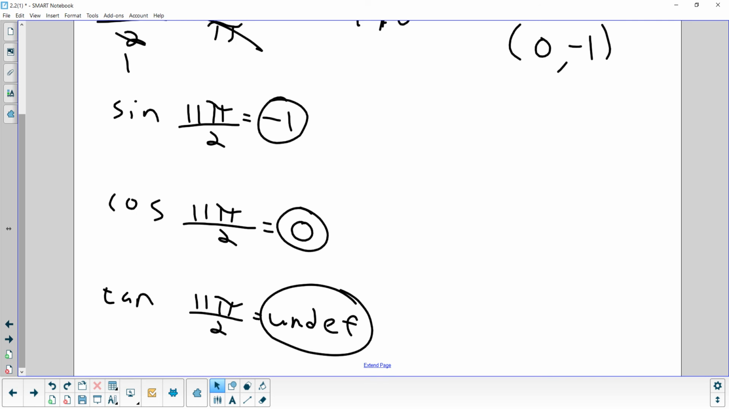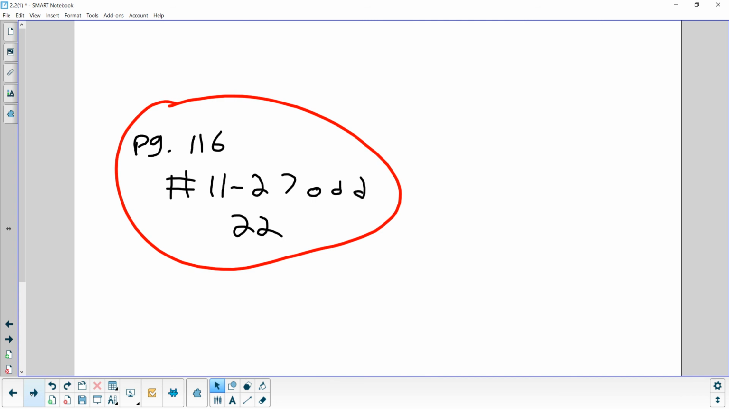Okay. So that's the first part of unit circle trig. You guys got about 12 or 13 minutes. You have a little time to start that if you want to. There's other stuff you want to work on for another class too, that's fine. If you want to talk to me, ask me some questions, that's fine too. Okay, but the homework is 11 to 27, odd, and 22.